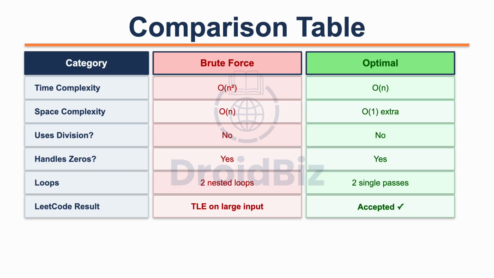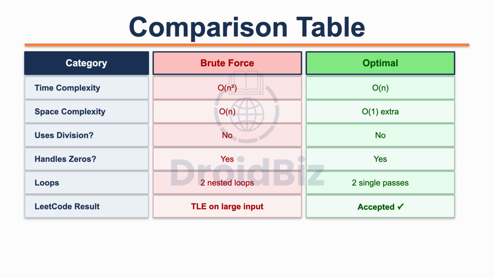Let's wrap up with a full comparison of the 2 approaches. Looking at time complexity, brute force is O(n squared), while the optimal is O(n). A massive difference for large inputs. Space complexity. Both use O(n) for the output array, but the optimal uses only O(1) extra space since we only track 2 variables, prefix and suffix. Neither approach uses the division operator.